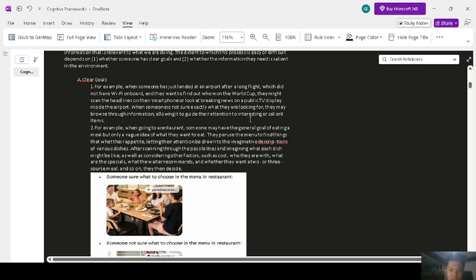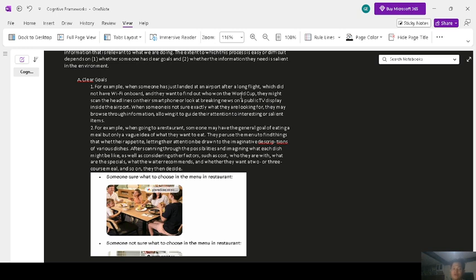For example, when someone has just landed at an airport after a long flight which did not have Wi-Fi on board, and they want to find out who won the World Cup, they might scan the headlines on their smartphone or look at breaking news on a public TV display inside the airport. So this person is clear about his goal that he wants to find who won the World Cup. Having clear goals basically saves a lot of cognitive load or cognitive energy, because you don't have to drift to all the things that might distract you.